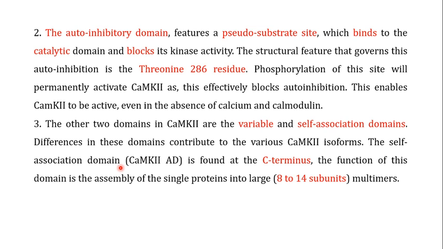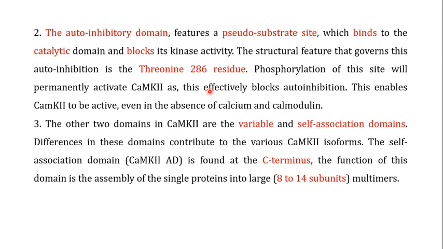Now the self-association domain is found at the C terminus, and the function of this domain is the assembly of the single protein into large multimers. You can see large multimers of between 8 to 14 subunits. So you may have a CaM Kinase-II that has 8 subunits, you may see a CaM Kinase-II isoform having 10 subunits, and you may see a CaM Kinase-II isoform having 14 subunits. This multimer formation is because of the self-association domain.